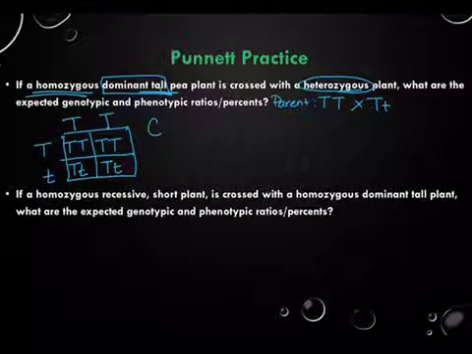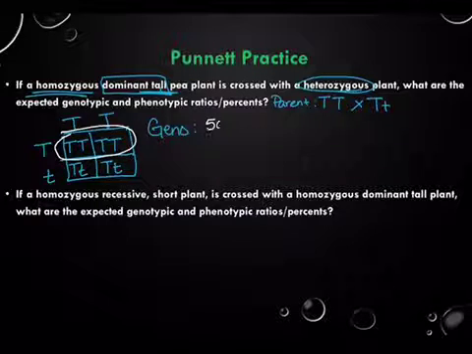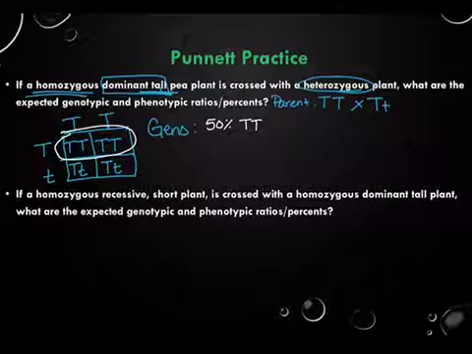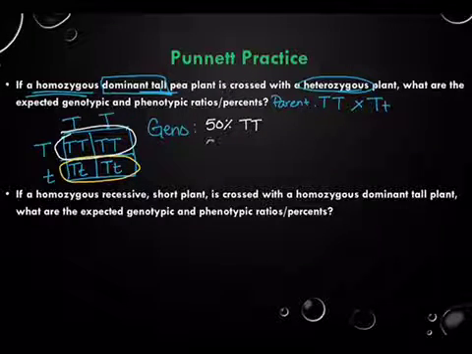And so our genotypic, we have two boxes here that are homozygous dominant. So that would be 50% big T. And then our second set of boxes is big T, little t. So there's two of those, so there's another 50%, and that's the heterozygous.